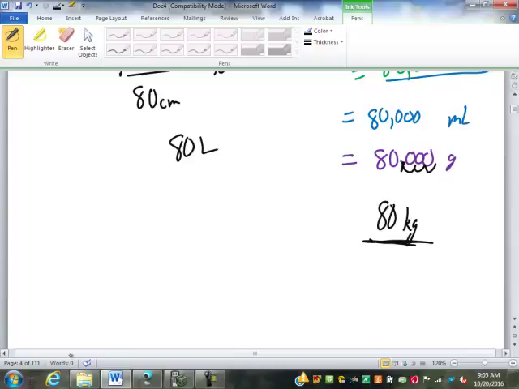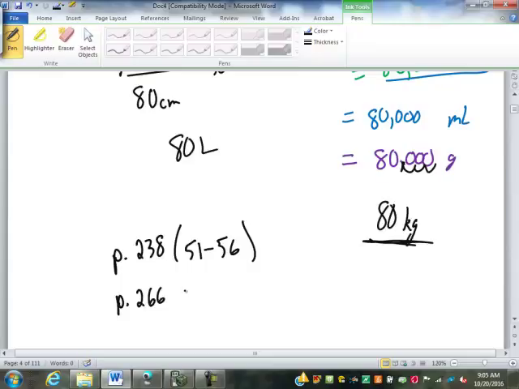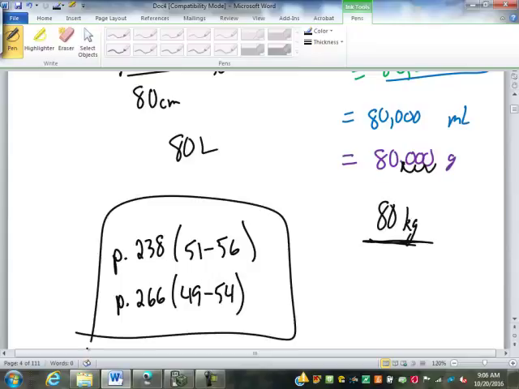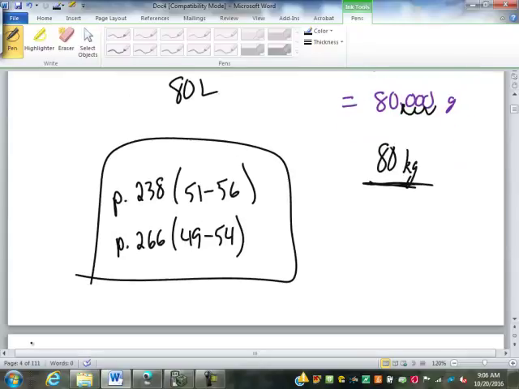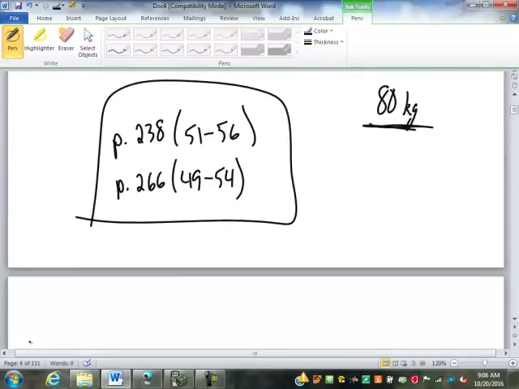So it's not huge. In those packets we've been working out of, on page 238, problems 51 through 56 deal with standard weights. On page 266, problems 49 through 54 deal with metric masses. So it's just the next section on each of the pages of this packet.